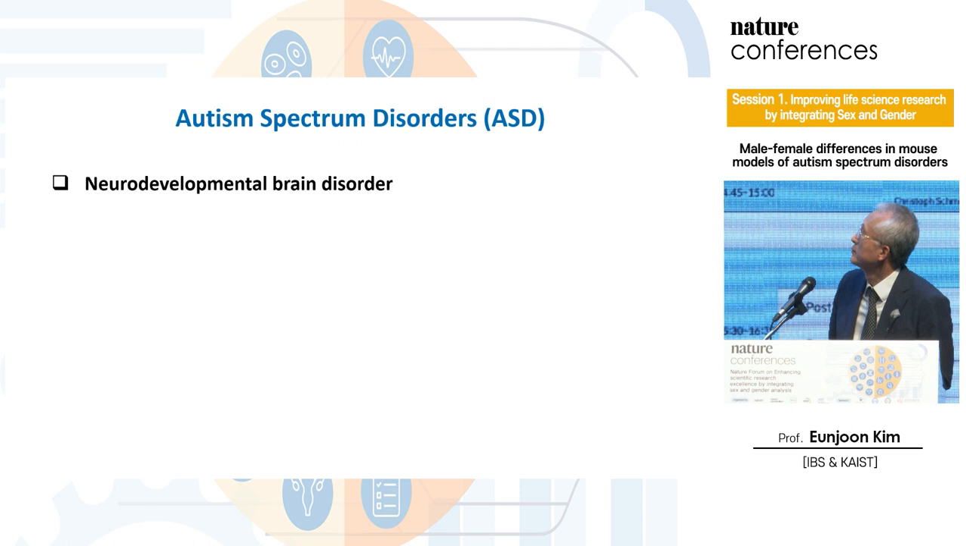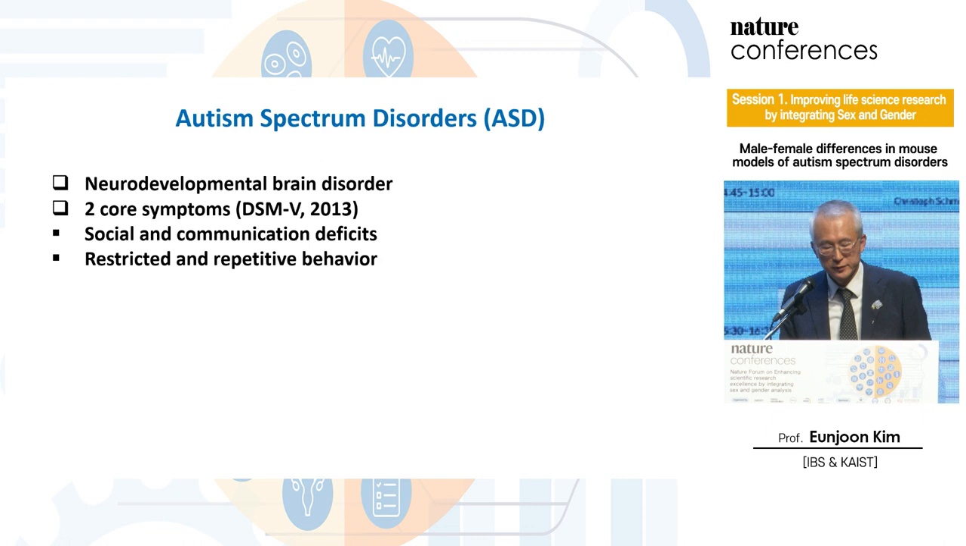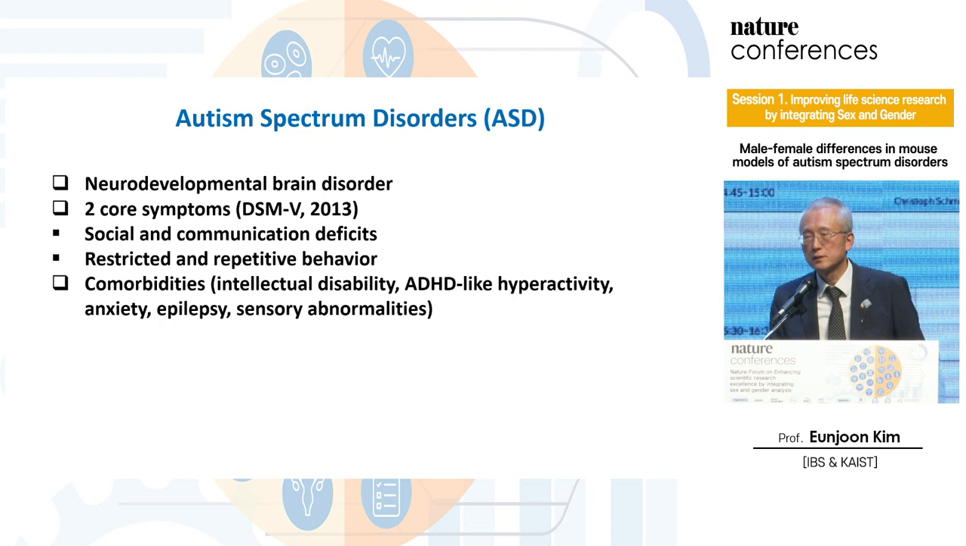So autism spectrum disorder, or ASD, represents a neurodevelopmental disorder characterized by two main core symptoms. One is a social deficit, another is a repetitive behavior. ASD also comes with multiple comorbidities, including intellectual disability, ADHD-like hyperactivity, anxiety, epilepsy, and sensory abnormalities. The prevalence rate at the moment is 2.8%, which means 1 out of 36 people.